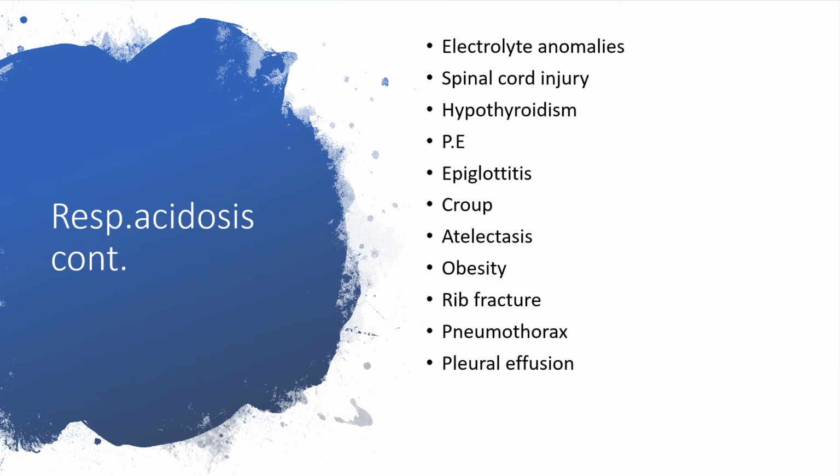Other causes of possible respiratory acidosis will include electrolyte anomalies, spinal cord injury, hypothyroidism, pulmonary embolism, epiglottitis, croup, atelectasis, obesity, rib fracture, pneumothorax or pleural effusion.